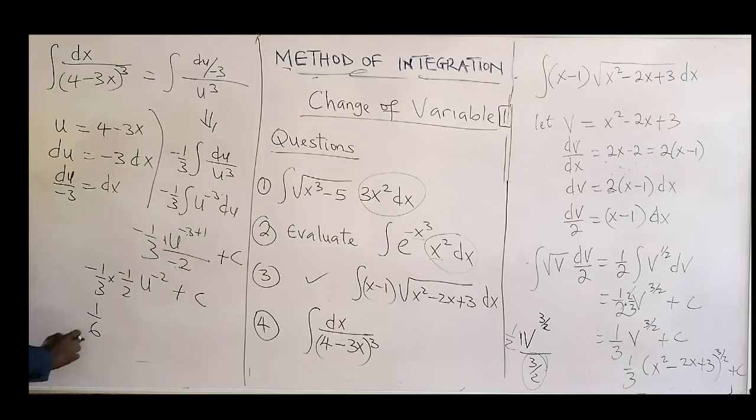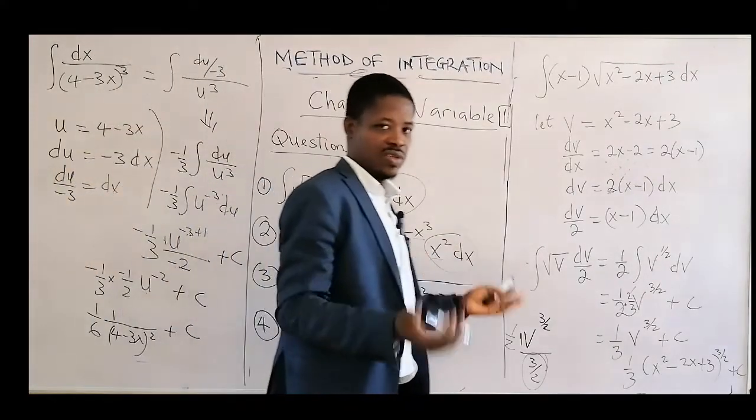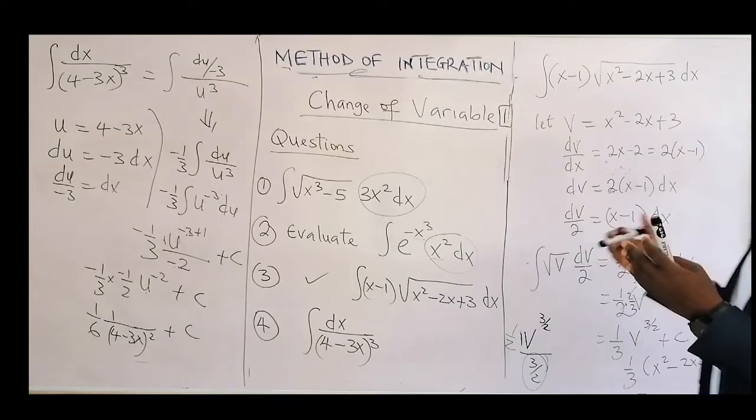So we have minus 1 over 3 times minus 1 over 2, this one here. Then u to the minus 2 plus c. And that's 1 over 6. We can return our u. This minus will be 1 over u squared. And u is what? 4 minus 3x. Okay, squared plus c. Okay, so that's that on that question. We can solve it another way, but we are doing change of variable. Okay, we're changing the independent variable to another variable. Okay. That's on this one.